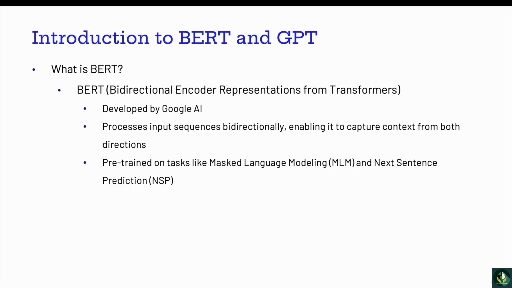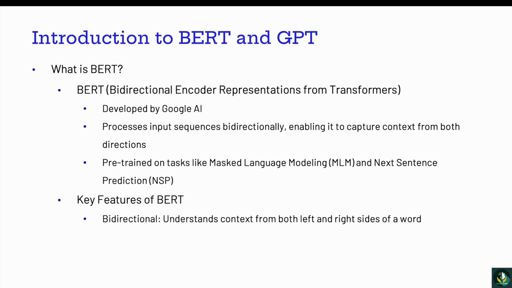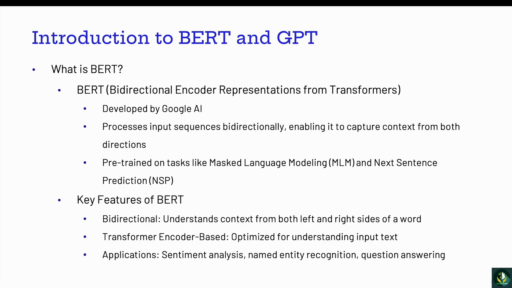It's pre-trained on tasks like masked language modeling, MLM, and next sentence prediction, or NSP. Some of the key features of BERT include it's bidirectional, which understands context from both the left and right sides of a word. It's transformer encoder based, which means it's optimized for understanding input text. And applications are sentiment analysis, named entity recognition, and question answering.